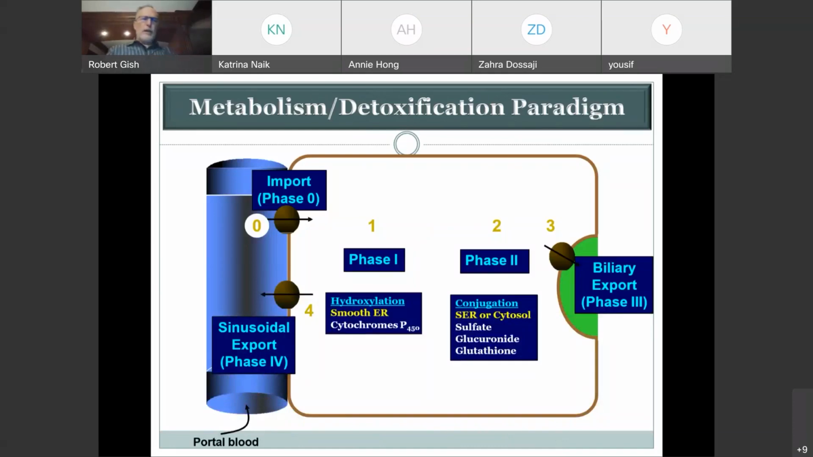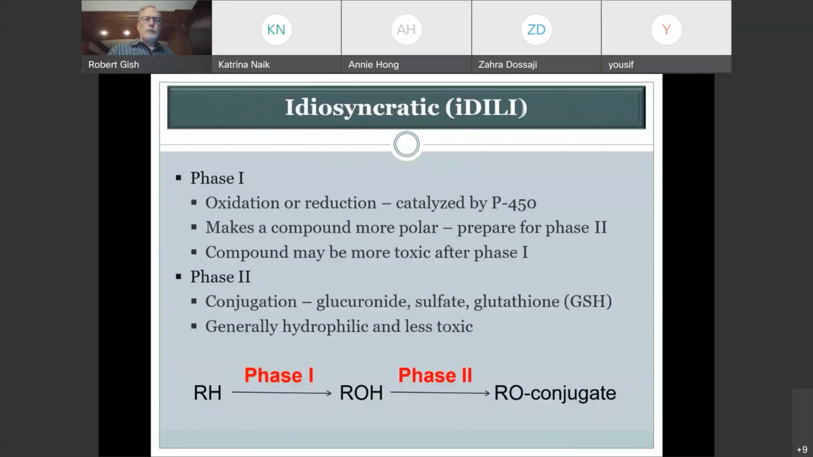Gone through metabolism, did phase 1, phase 2, export is phase 3. That's to the biliary export. Sinusoidal export back into the blood is phase 4. Did phase 1, we talked about phase 2.